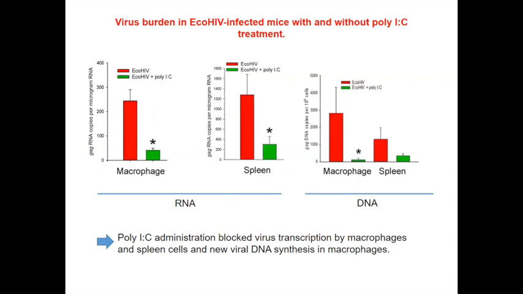Then we also look at the virus burden in eco-HIV infected mice with and without poly-IC treatment. Here I show the RNA copies per microgram RNA for eco-HIV and eco-HIV plus poly-IC in macrophages and spleen cells. You can see that poly-IC administration blocked virus transcription in these 2 cell types. We also look at DNA copies per million cells, for eco-HIV and eco-HIV plus poly-IC in these 2 cell types, and we see that poly-IC blocks DNA synthesis in macrophages, and we have a reduction in spleen, which is not significant.